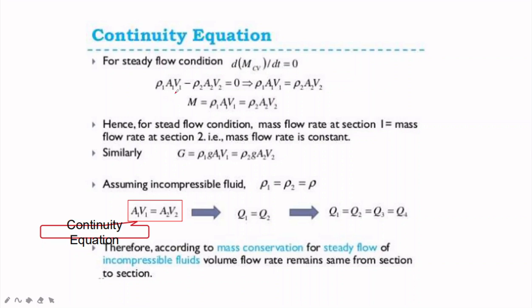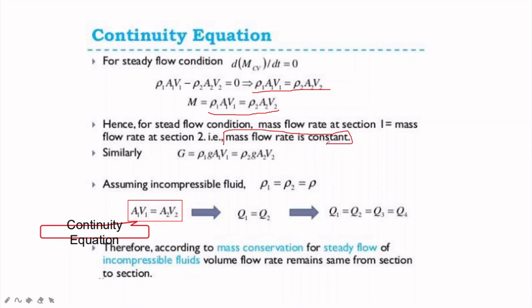Then rho 1 a1 v1 minus rho 2 a2 v2 is equal to 0, which implies rho 1 a1 v1 is equal to rho 2 a2 v2. So this m is nothing but rho 1 a1 v1 is equal to rho 2 a2 v2. So mass is conserved, right? Hence for steady flow condition, mass flow rate at section 1 is equal to the mass flow rate at section 2. That is, mass flow rate is constant.